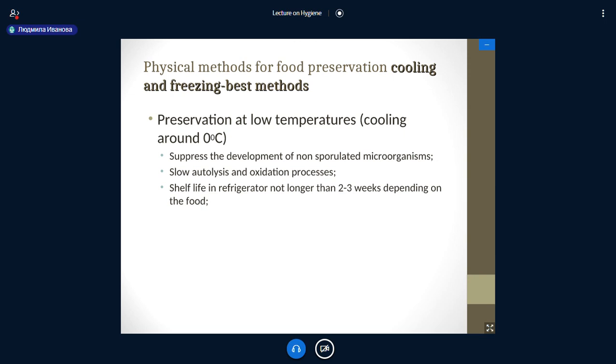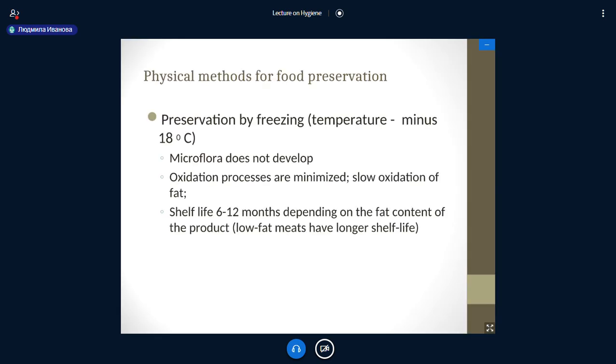Preservation at low temperature: cooling, for example around 0 degrees. This is our refrigerator, between 0 and 4 degrees. It suppresses the development of non-sporulated microorganisms and slows autolysis and oxidation processes. Shelf life in the refrigerator is not longer than 2 to 3 weeks, depending on the food, on its water content and quality. Of course, fish you cannot store for 2 to 3 weeks.